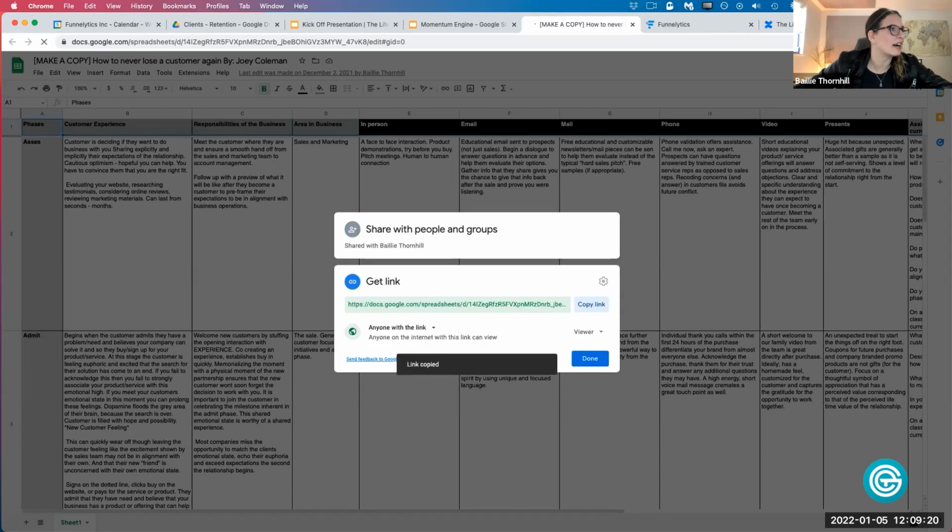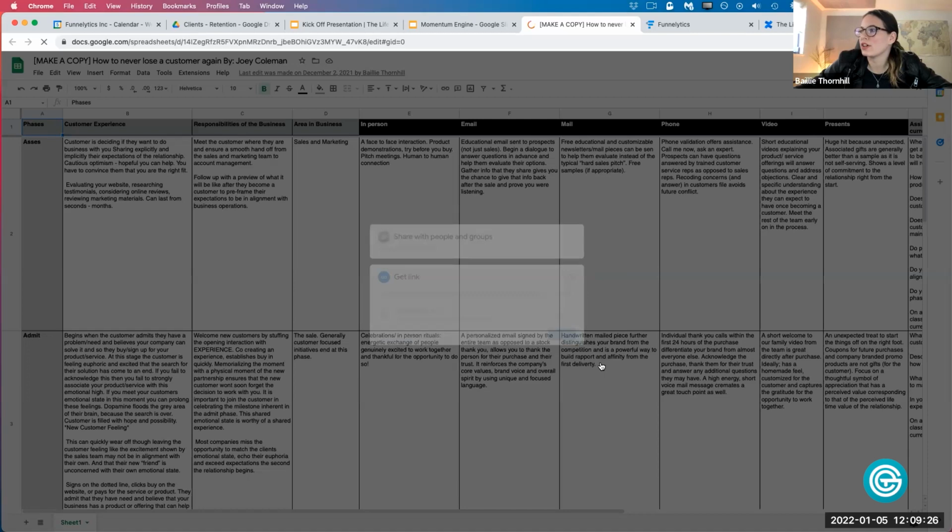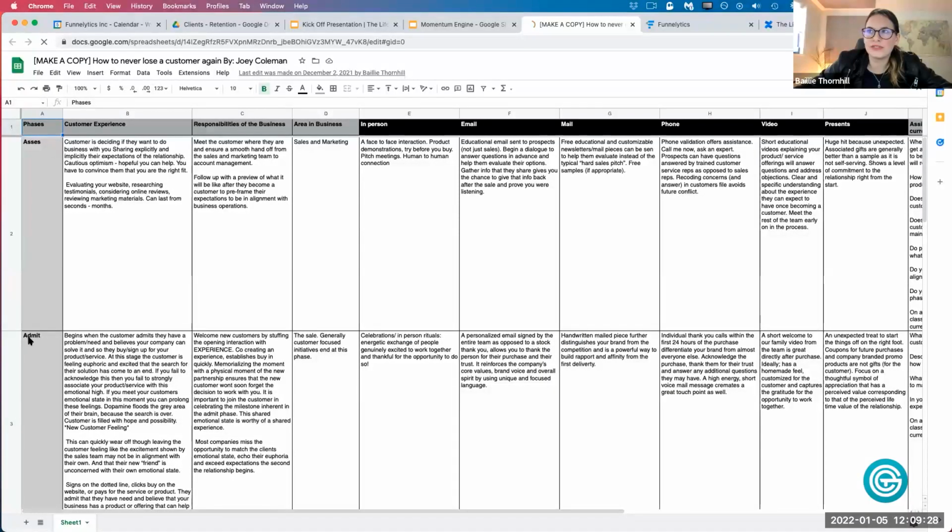You guys can have this here. I'll put this in the chat for you. And this is basically just a cheat sheet to walk you through it. There are the different phases. I highly recommend that you read the book, please. But assess is what's happening in your tracked stage. So what are they doing? Anything that's happening in here, and it goes through a little bit of the experience, the responsibilities of you as the business owner, the area of the business that you need to address.